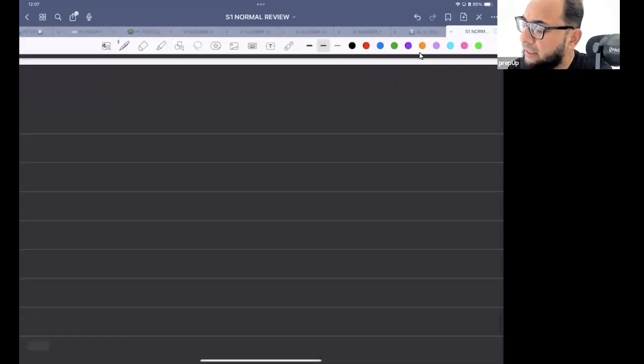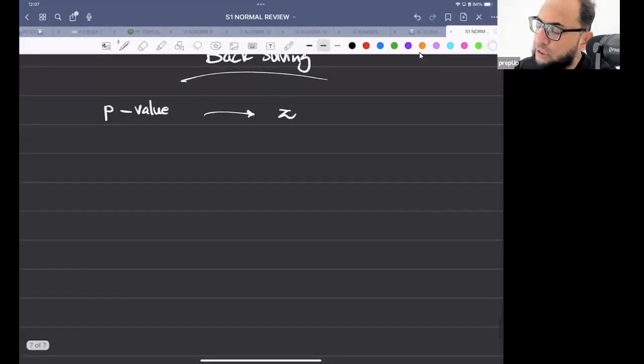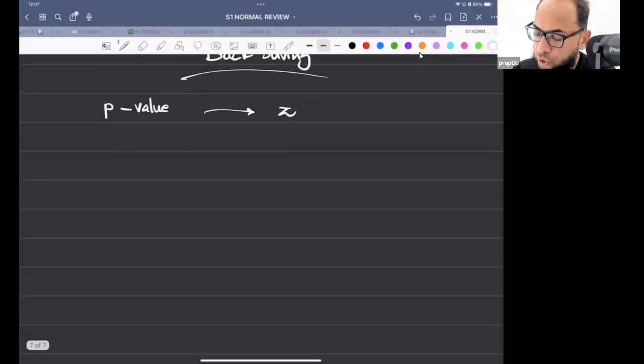Similarly, when we apply the concept of back solving. So what is back solving? That is using the probability value to find the z value. There are only two rules. The golden rules are rule number 1.